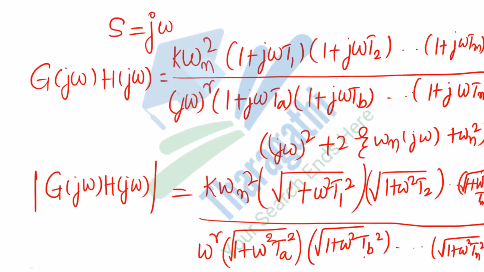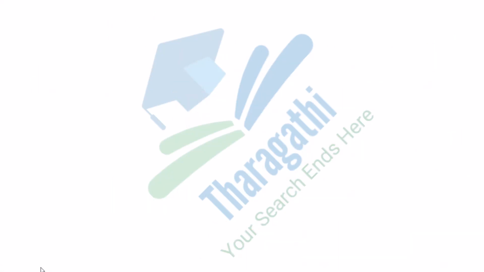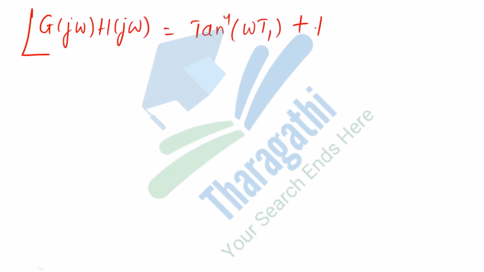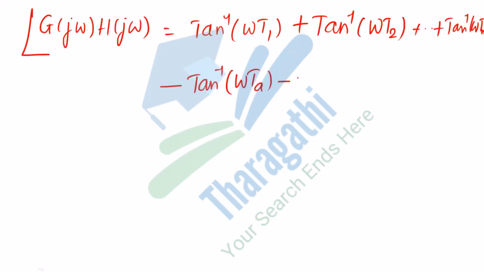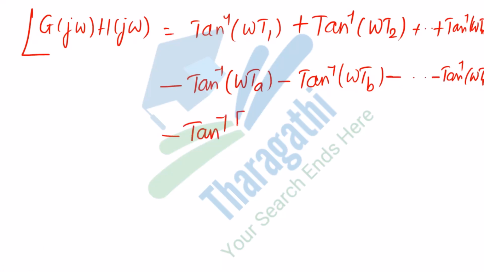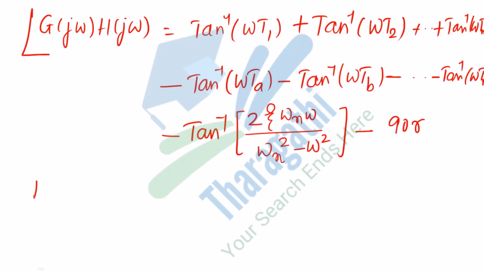Similarly, we can write the phase angle. The phase angle of G(j omega)H(j omega) is equal to tan inverse omega T1 plus tan inverse omega T2 plus and so on plus tan inverse omega Tm, minus tan inverse omega Ta minus tan inverse omega Tb and so on minus tan inverse omega Tn, minus tan inverse of (2 zeta omega n into omega) divided by (omega n square minus omega square), minus 90 into r. This is the phase angle.